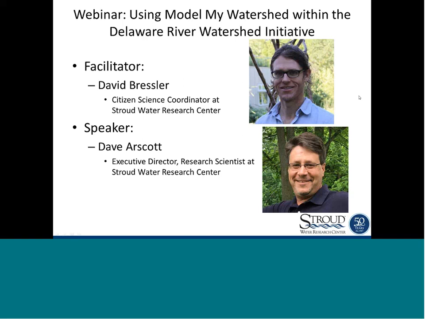Dave is going to go through an overview of WikiWatershed, and then he's going to go into a general overview of Model My Watershed, and then he's going to put it all in the context of the Delaware River Basin, with three examples in a couple of different watersheds throughout the basin. So I think that's all I've got as introduction here.